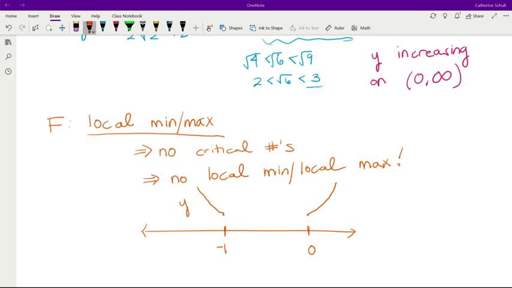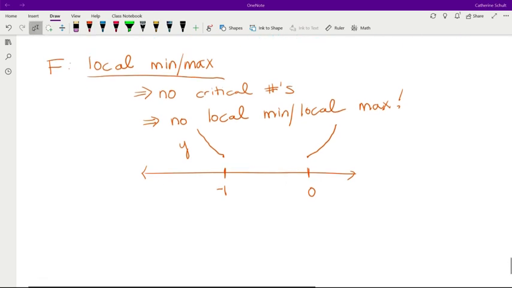If anything, this is telling us what the absolute mins and maxes could be, or those are behaving as the local mins and local maxes. Just based on the derivative, we know it's decreasing on this interval. We know it's increasing on that interval. So -1, y of -1, and 0, y of 0, just visually looking at our graph, these are kind of behaving as our local mins.